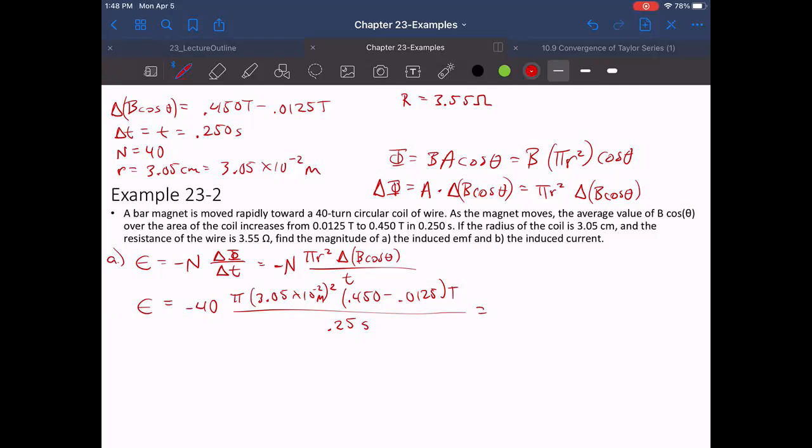What was it again? Negative 0.205. Good. Should be a volt.